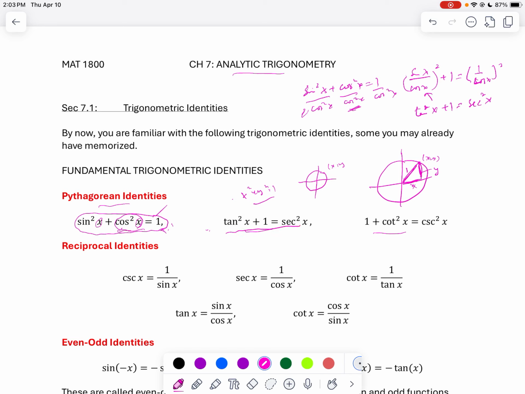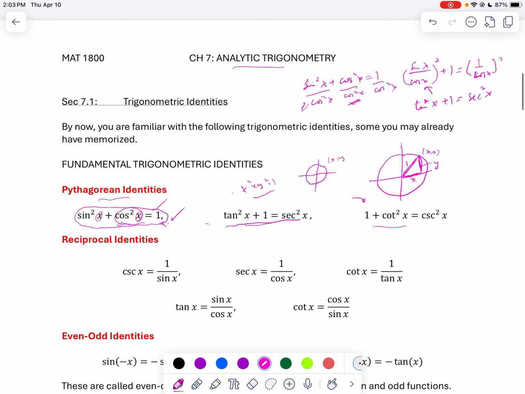In the same way, you can get the third one. Now this equation, the first identity, sine squared x plus cosine squared x equals 1. Instead of cosine squared x, now divide by sine squared x, and you get this third identity.